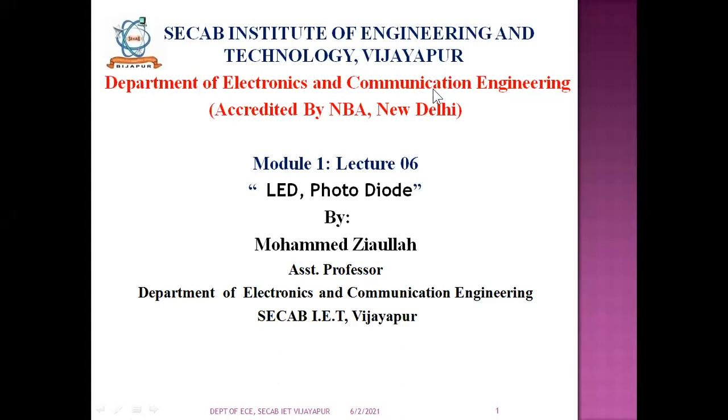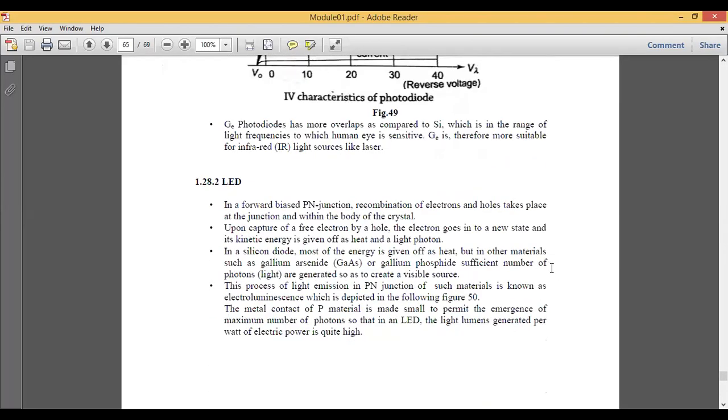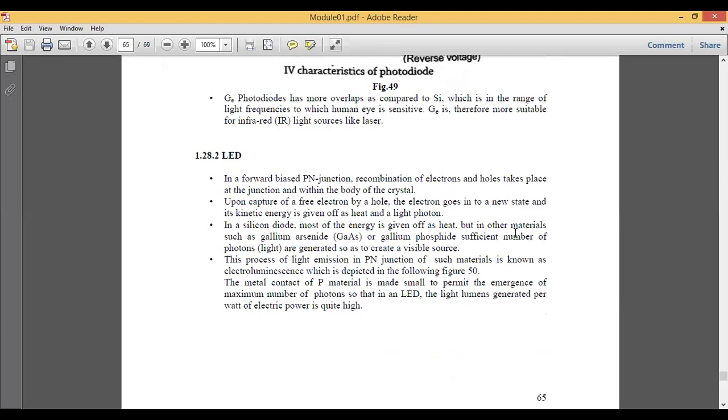When you look at the LED, the meaning of an LED is a light dependent diode. Whenever the light falls on the junction of the diode, we say that the diode is said to be operated.